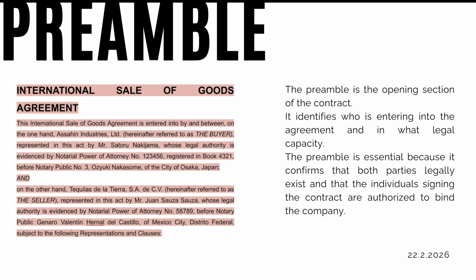This section also includes the full legal name of the companies, the name of their legal representatives, the notarial powers proving their authority, the city and country where those powers were granted. The preamble is essential because it confirms that both parties legally exist and that the individuals signing the contract are authorized to bind the company.